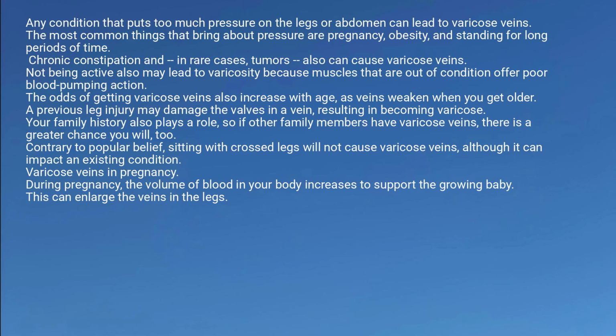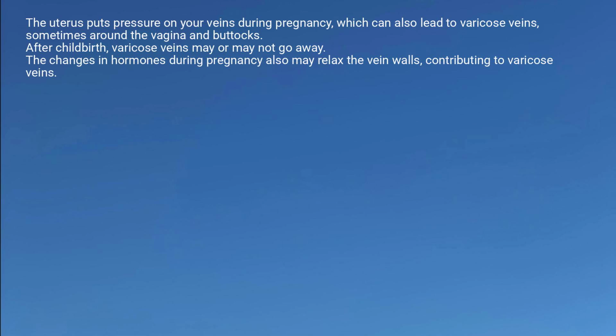Varicose veins in pregnancy. During pregnancy, the volume of blood in your body increases to support the growing baby. This can enlarge the veins in the legs. The uterus puts pressure on your veins during pregnancy, which can also lead to varicose veins, sometimes around the vagina and buttocks. After childbirth, varicose veins may or may not go away. The changes in hormones during pregnancy also may relax the vein walls, contributing to varicose veins.